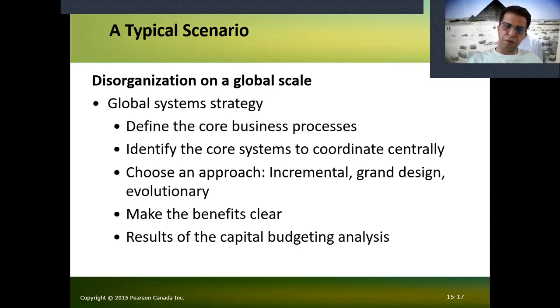So a typical scenario for organizing on a global scale is a global system strategy. First we look at the core business process and define what the core business is. Identify the core system to coordinate it centrally. Then choose an approach, whether we want to do incremental, grand design, or evolutionary. Preferably incremental, which helps so much and makes the benefit clear for the end users and sub-companies, as a result of capital budgeting analysis and feasibility study.